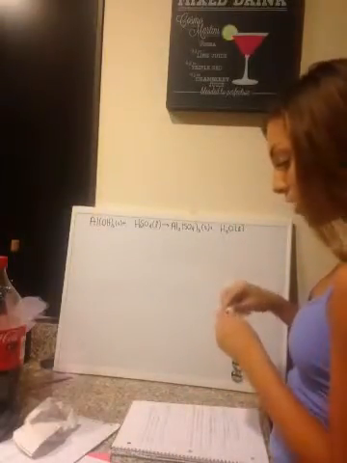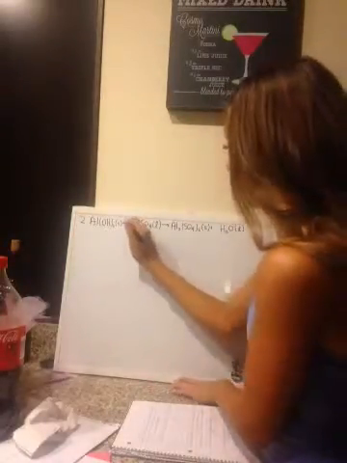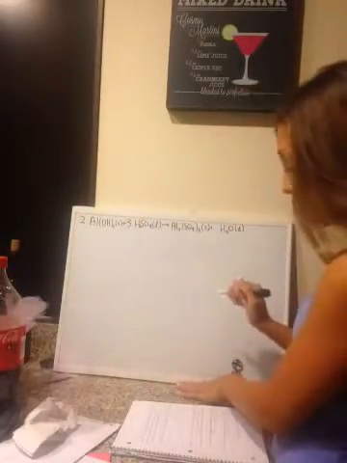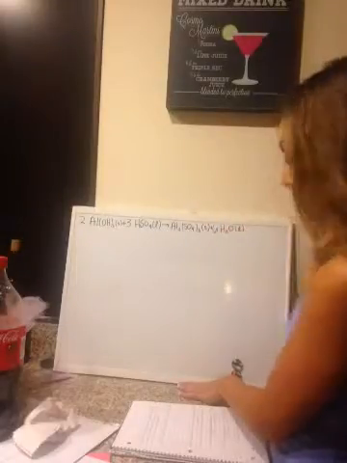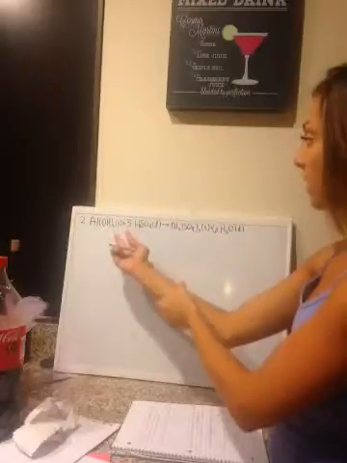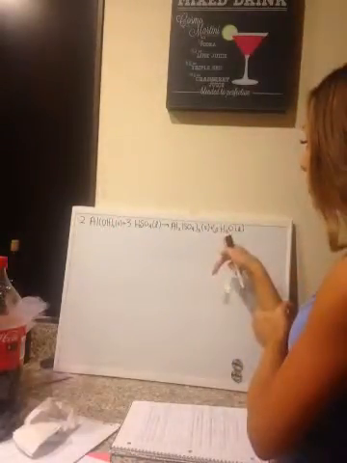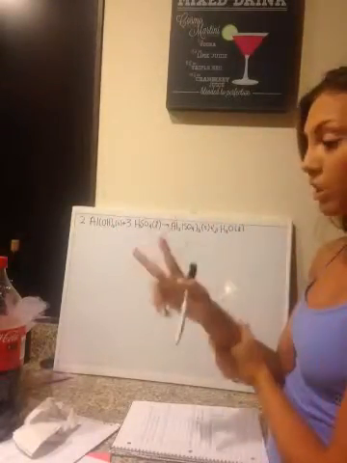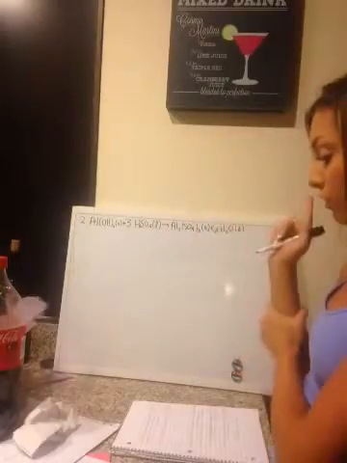a 2 in front of the aluminum hydroxide, a 3 in front of the sulfuric acid, and the 6 in front of the H2O. Since there are 2 things reacting with each other to form the H2O, we have to do 2 separate equations. So the first one is involving the aluminum hydroxide.